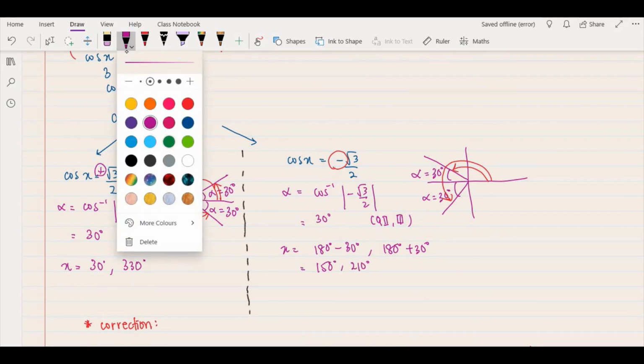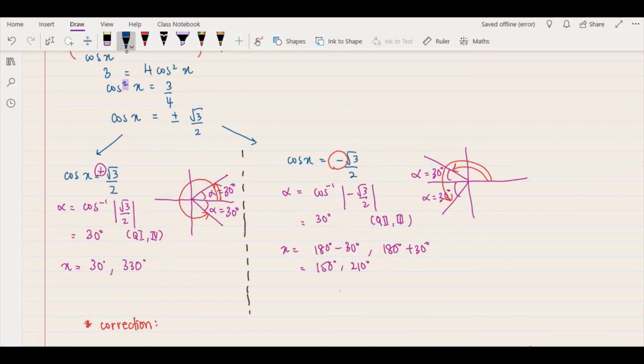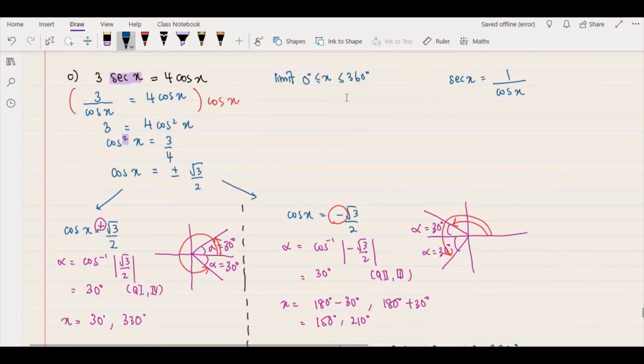So for my final answer, don't forget to combine everything and arrange it in ascending order, and you will have x is actually 30 degrees, 150 degrees, 210 degrees as well as 330 degrees, and that will be our final answer. Those four values are still acceptable because we don't exceed the limit.